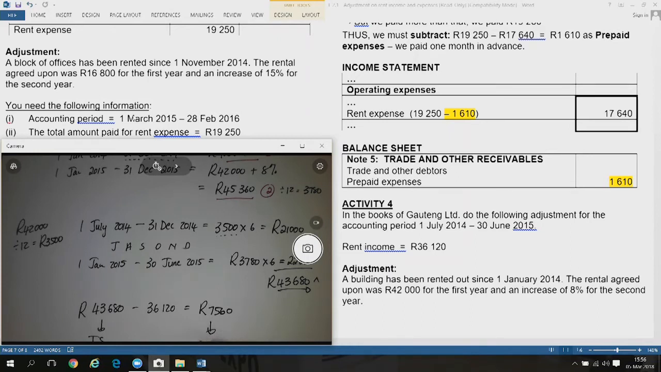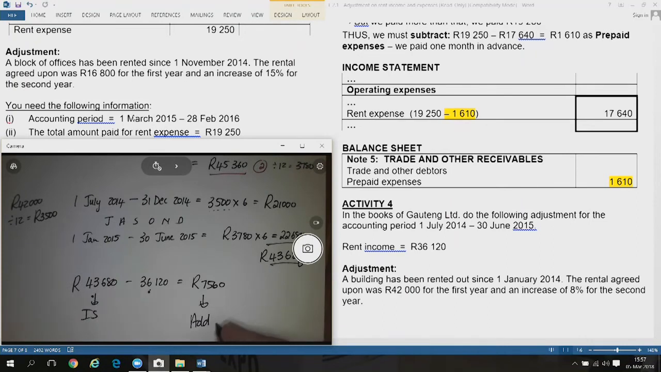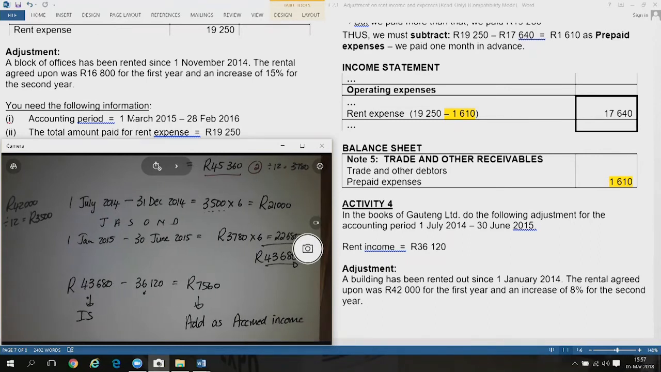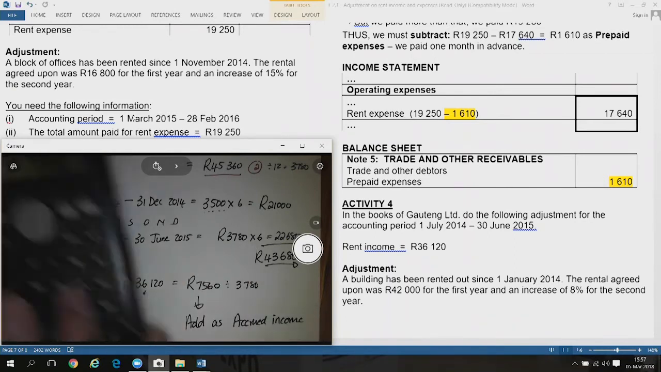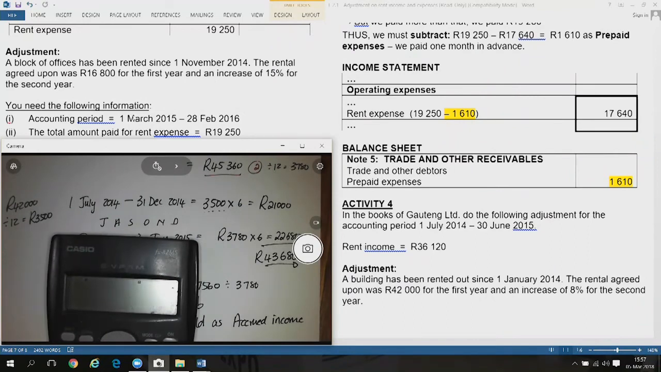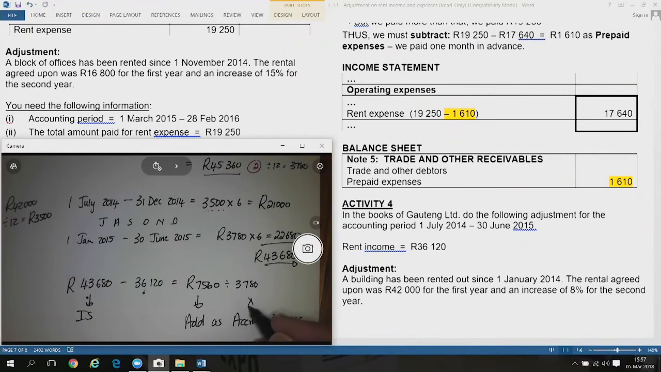You are going to subtract. No. We are going to add, because remember our amount was less than the amount that it should be. So we are going to add it as accrued income. We didn't receive it yet. And now I can ask you, how many months was that? You divide 7560 by 3780, and that gives you 2 months. So it was 2 months accrued income not received yet.